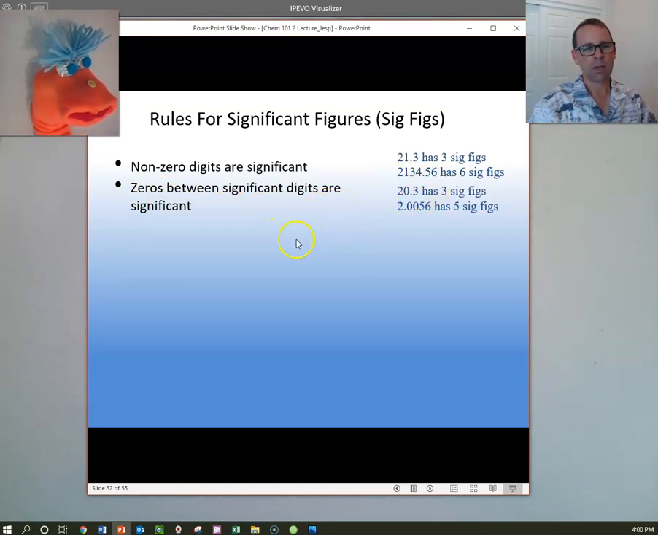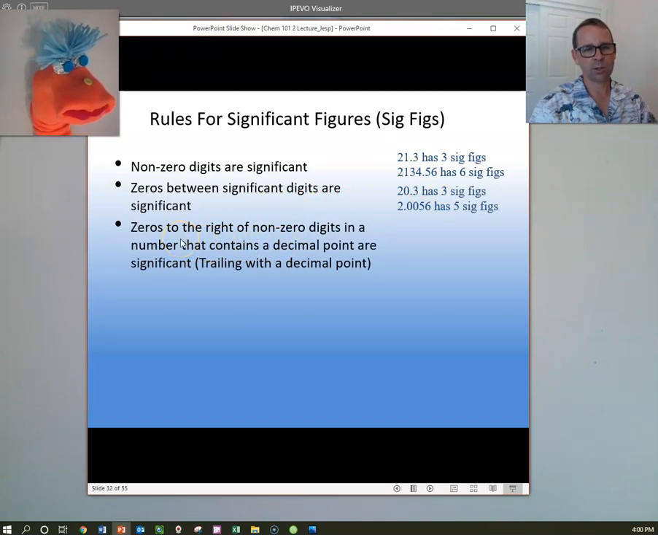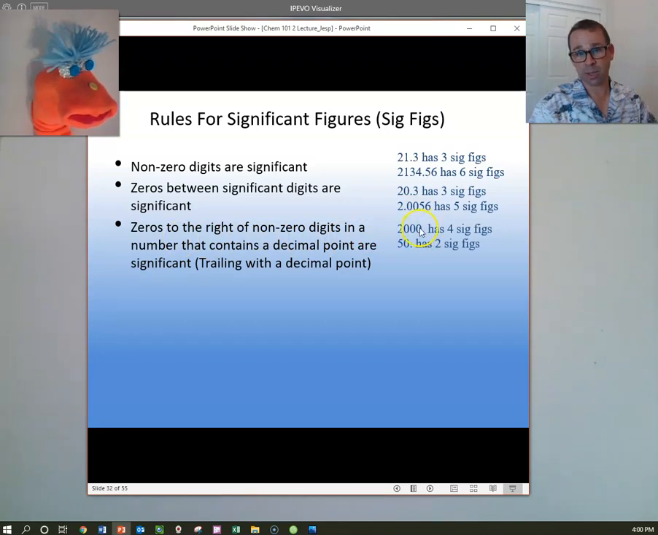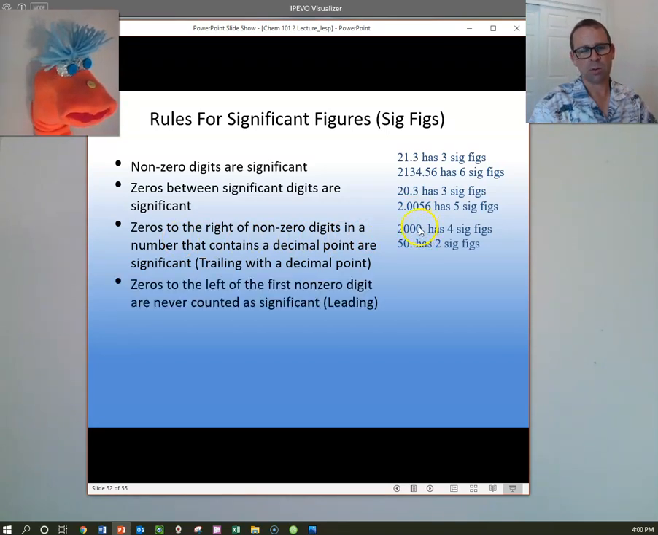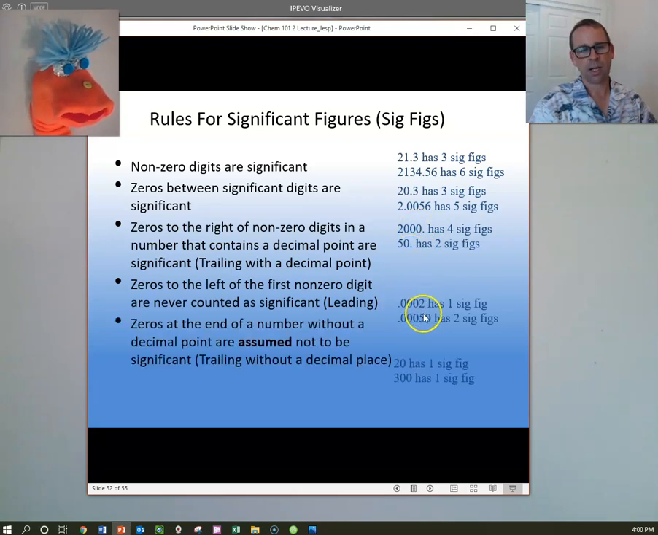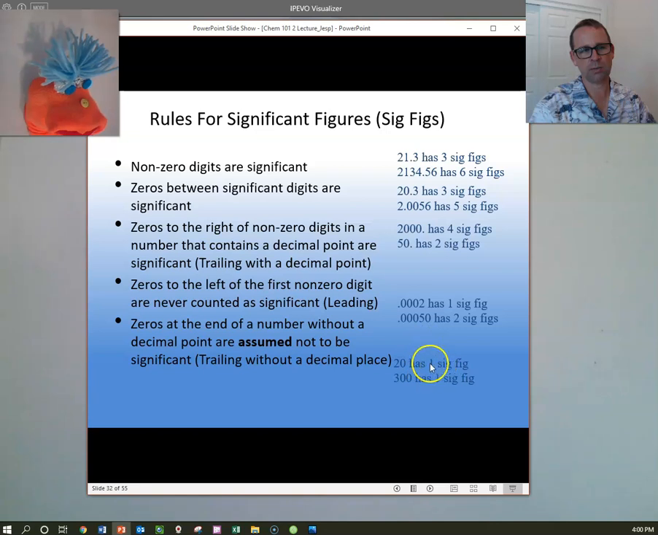If there's zero between significant digits, then they will be significant. If there's zeros to the right of a significant digit, they'll only be significant if there's a decimal place there. So zeros to the left are not significant, and zeros to the right without a decimal place are not significant. But if there's zeros with a decimal place, then they are significant. So see how 20 and 300 only has one significant digit.